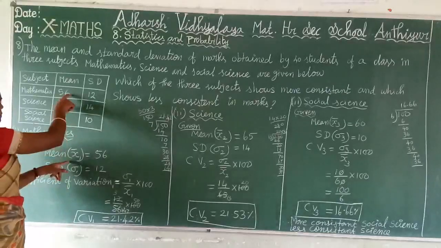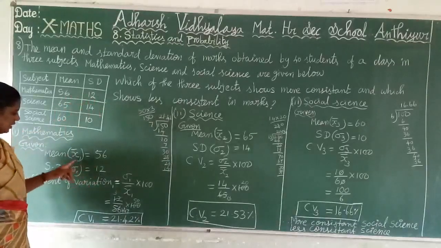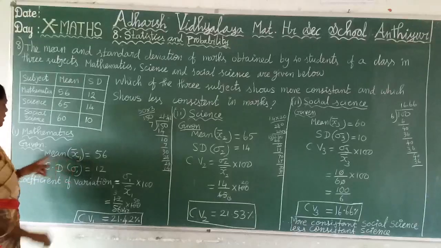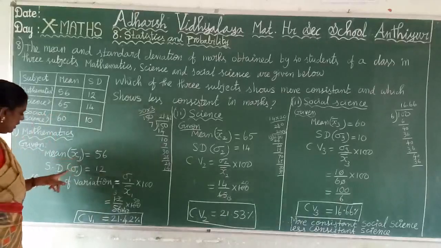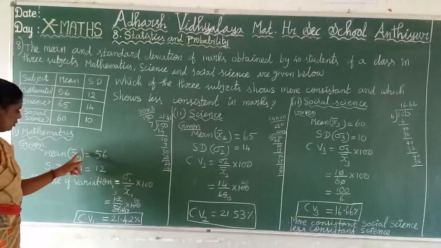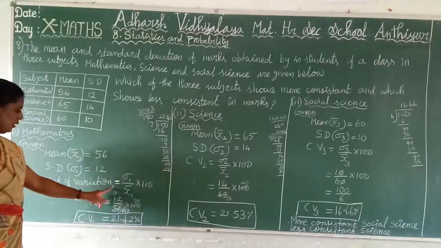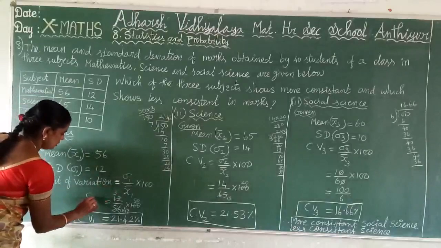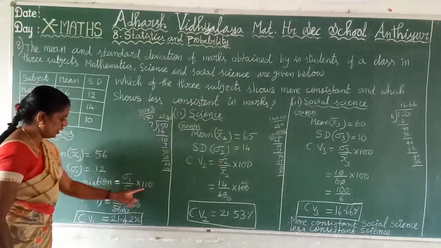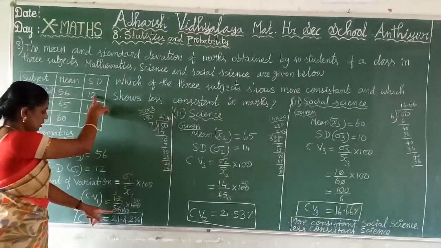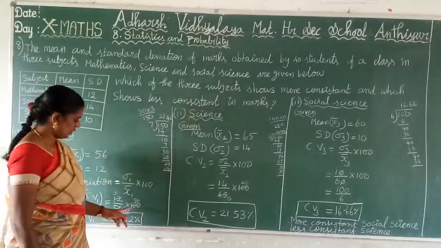Given mean x bar is equal to 56 and standard deviation 12, and the coefficient of variance. Here the first subject we consider as 1: maths we take 1, science we take 2, social science we take 3. Clear? So mean x1 bar is equal to 56, standard deviation sigma 1 is equal to 12. So coefficient of variance 1, that is CV1, is equal to sigma 1 by x bar 1 into 100. Sigma 1 value 12 by x bar 1 56, into 100.